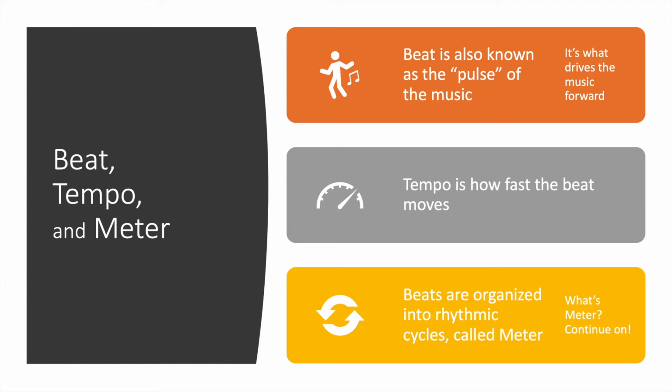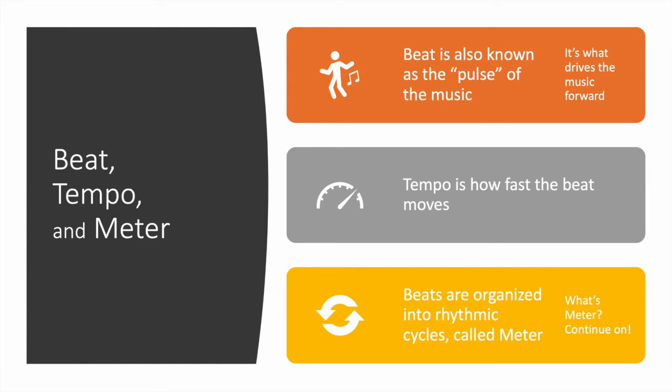Beat is also known as the pulse of the music. It's basically what drives the music forward. Tempo is how fast the beat moves. It's the speed of how quickly the next beat comes. Meter is the organization of the beats. These beats, or the pulse, are organized into rhythmic cycles called meter.